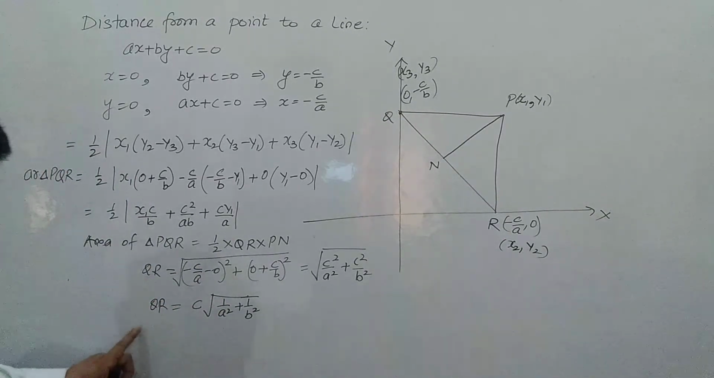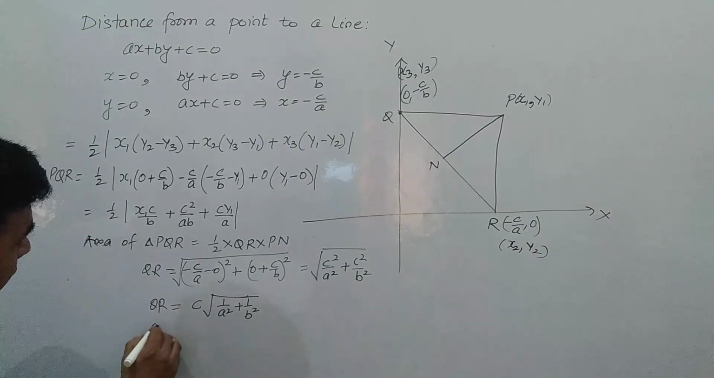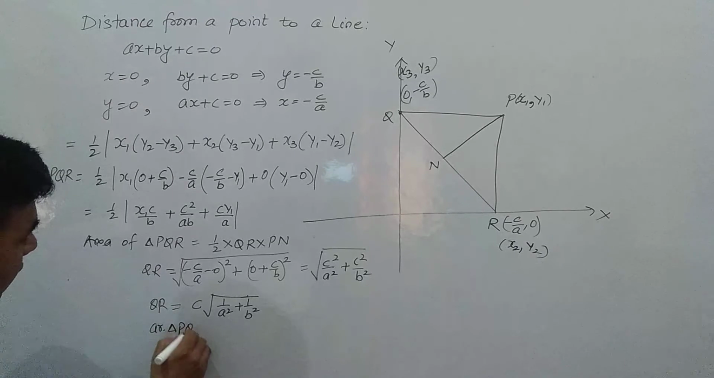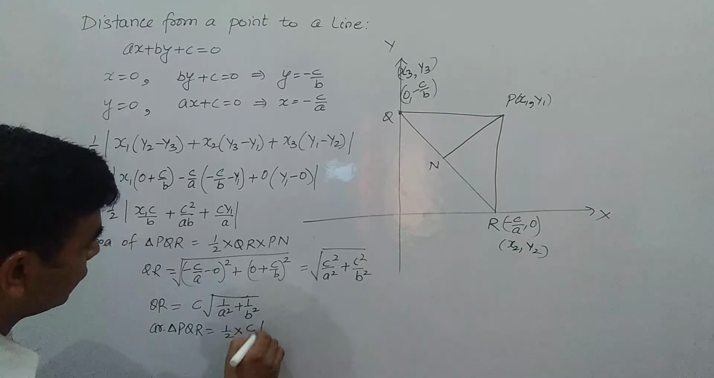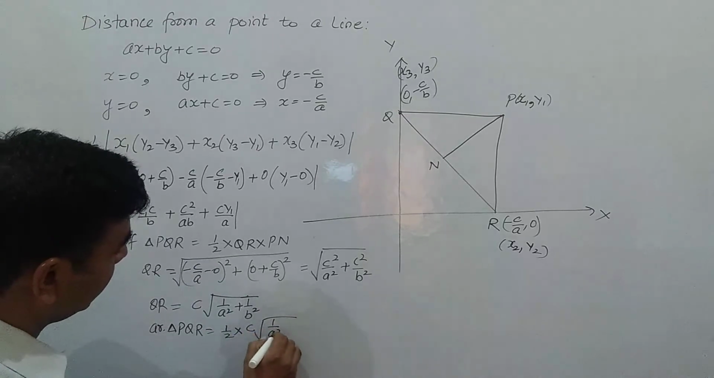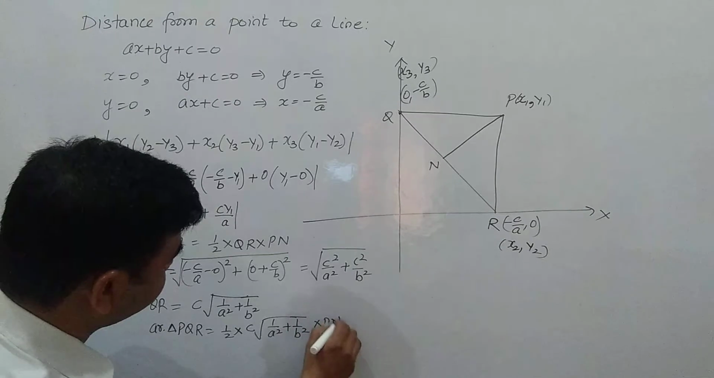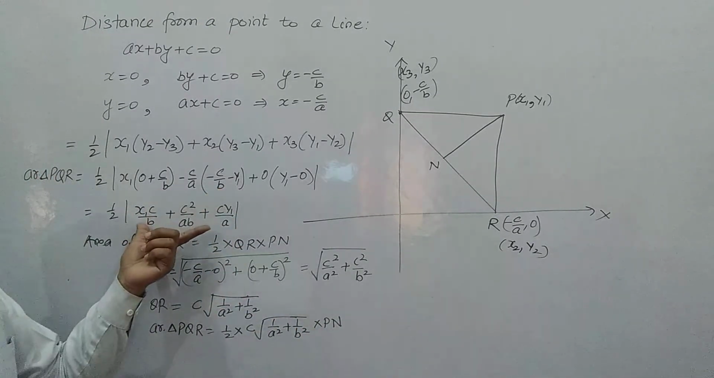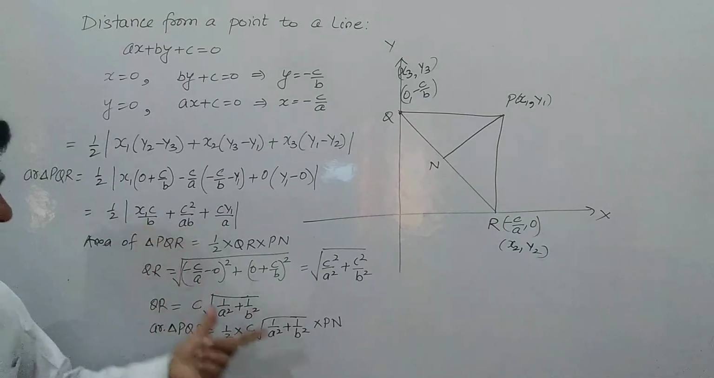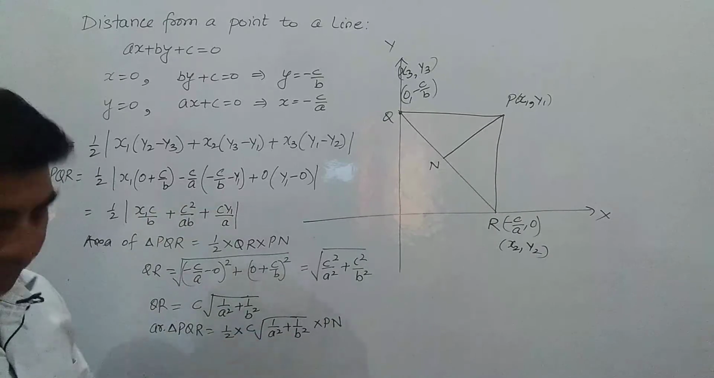Now the area of triangle PQR will be given by half, base is c square root of 1 upon A square plus 1 upon B square, multiplied by Pn. This is the area of triangle PQR. This is also the area of triangle PQR. Because both are the area of the same triangle, they can be put equal to each other.